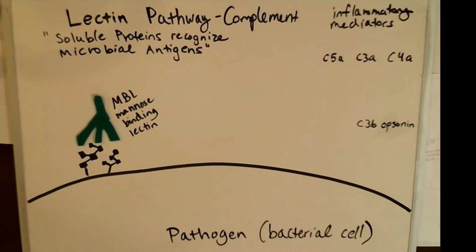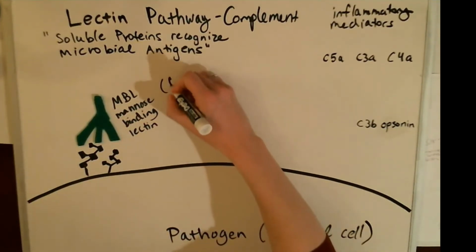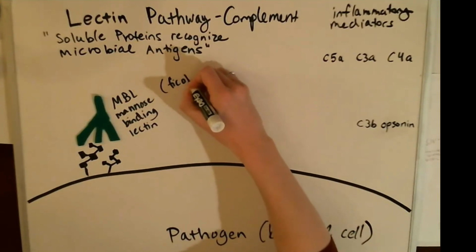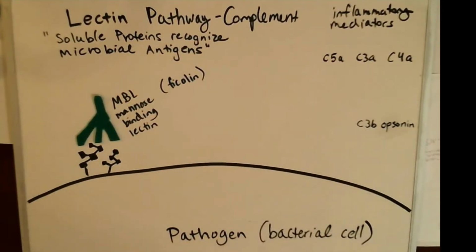And it's one example of a protein that could be found in this lectin pathway as initiator protein. There's also another type of lectin that you might hear about that's called ficolin, which is a very similar protein that has the same function. It binds carbohydrates to initiate this lectin pathway of complement. But we're going to look just at MBL today.